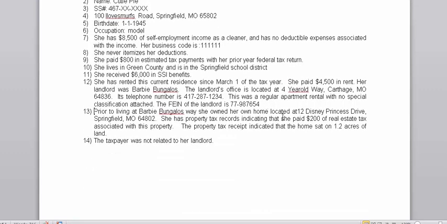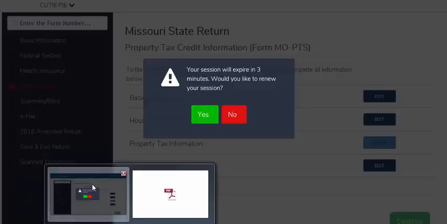And it said she owned it at 12 Disney Princess Drive in Springfield, Missouri. She has property tax records indicating that she paid $200 of real estate tax associated with the property, and the property receipt indicated that the home sat on 1.2 acres of land. And we can assume that this was issued by Greene County. In fact, I'm typing it in there so you don't have to assume. All right, so we're going back here.